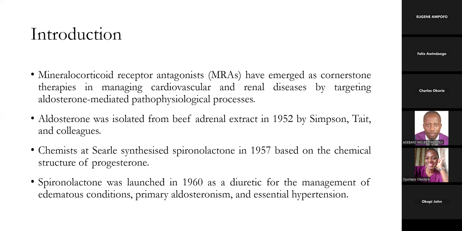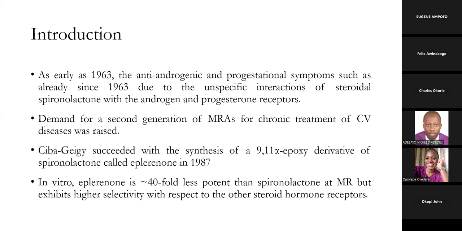Aldosterone was first isolated in 1952, and then by 1957, the first oral spironolactone dose was produced and was launched as a diuretic in 1960 to treat hypertension and mostly primary aldosteronism. So by 1963, it was noticed that spironolactone had some anti-adrenergic and progestational effects. And those were decreased libido, gynecomastia, and women also had abnormal menstrual problems.